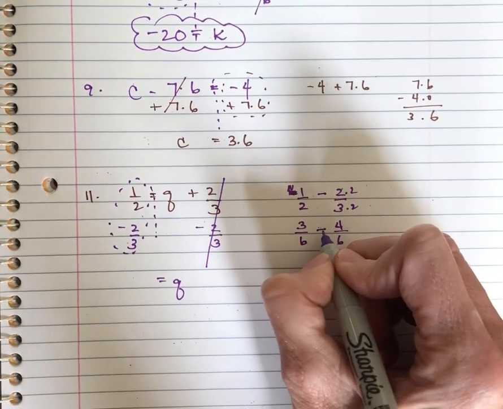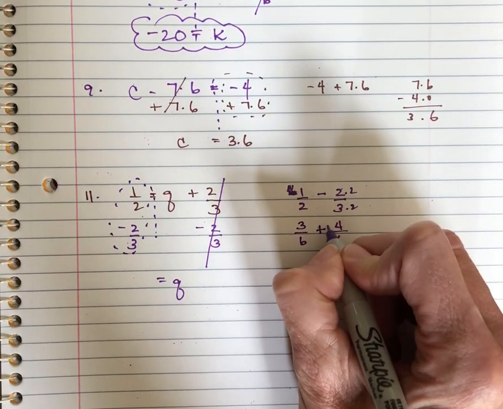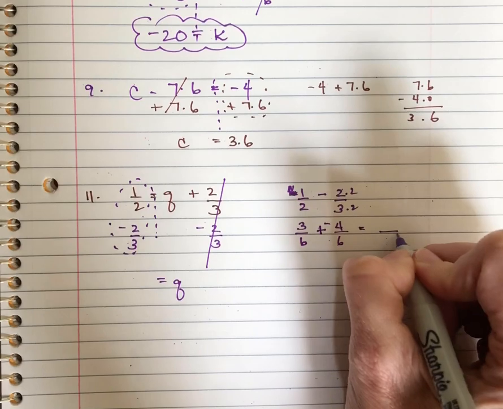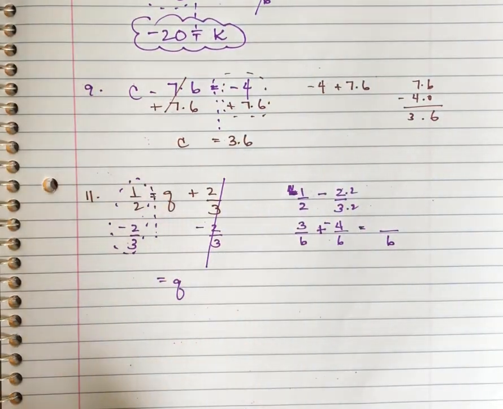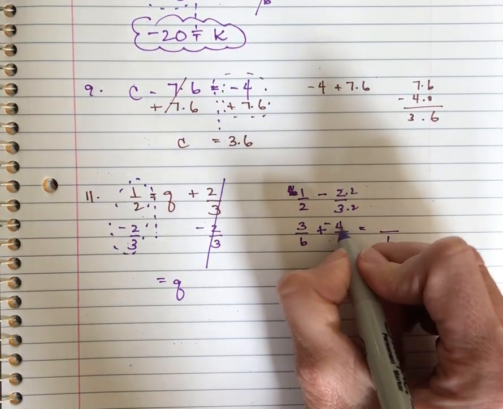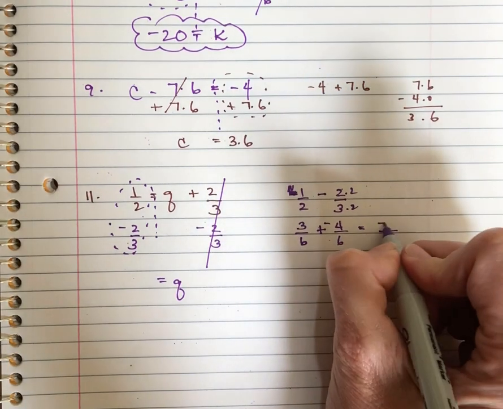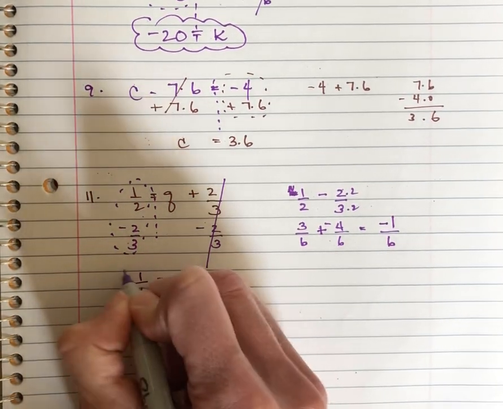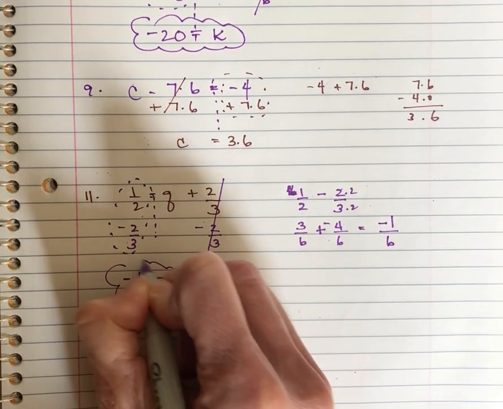Now, again, instead of subtracting, we're going to add the opposite. Denominator stays the same when we add fractions, so we really only need to consider the numerators. I owe 4, I have 3, I still owe 1. So Q is equal to negative 1/6.